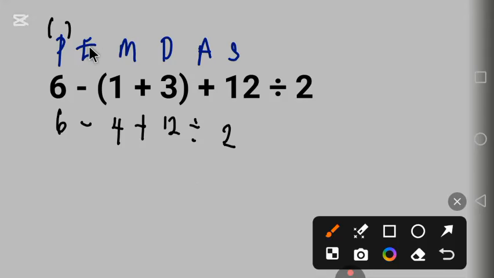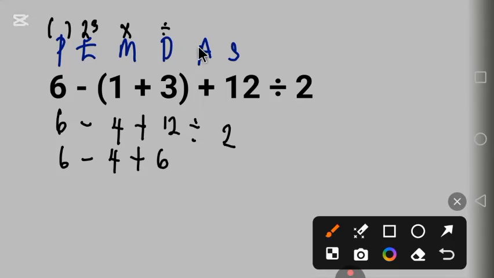The next on the PEMDAS is exponent. Let's say 2 raised to power 3 or 2 raised to power 2. We don't have it here. The next is multiplication, and there's no multiplication here, followed by division. Don't forget that multiplication and division have the same order of priority, so we begin solving from left to right. We have division here, so 12 divided by 2 is 6, and we have 6 minus 4 plus 6.